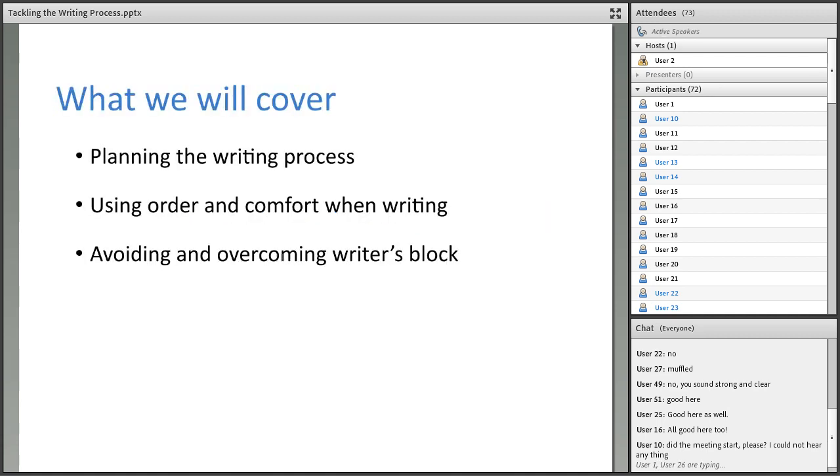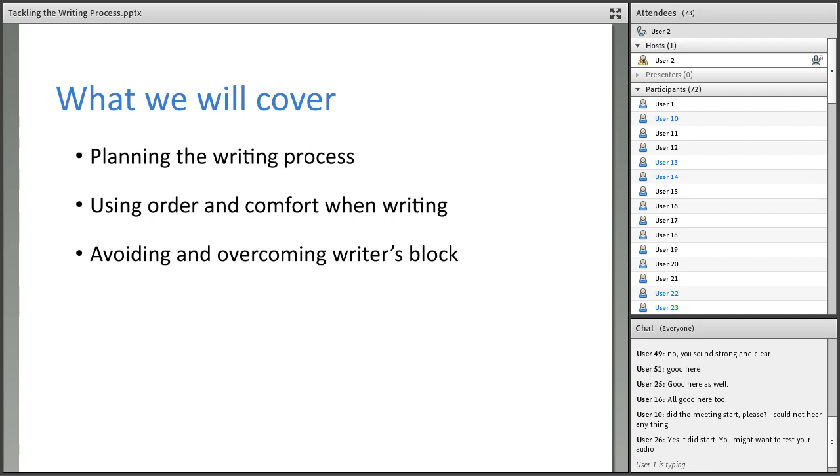So here's what we're going to cover today. First, we're going to focus on how to plan the writing process. Then we're going to talk about using order and comfort to your advantage when you're writing. And next, we'll go over some strategies to avoid and overcome writer's block.